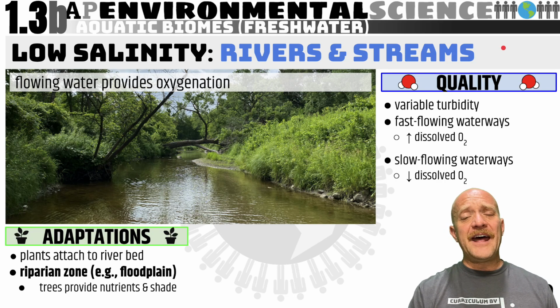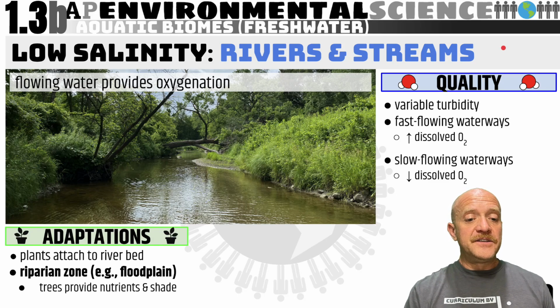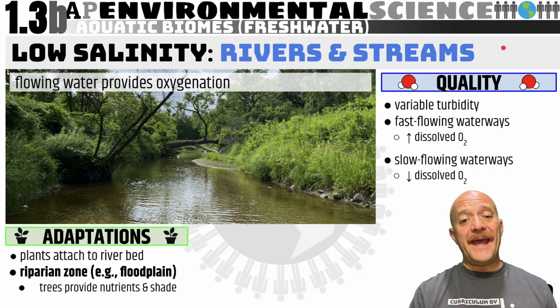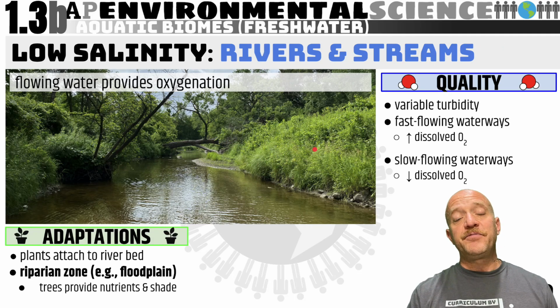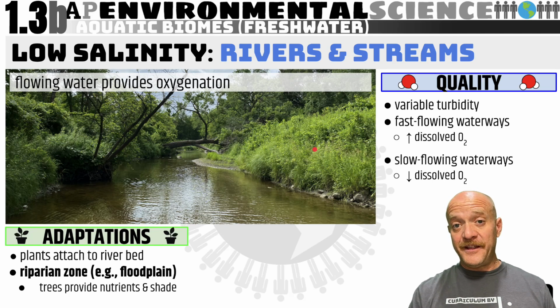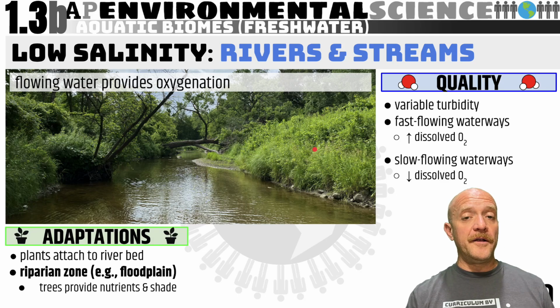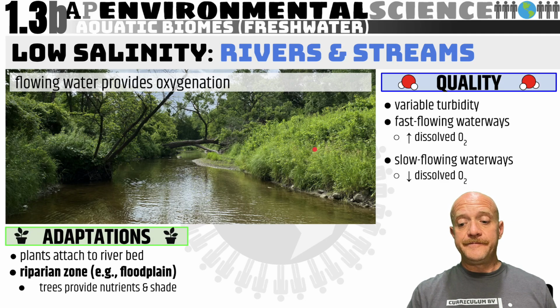And we also have adaptations on the riparian zone, and that is the floodplain. So that is the area at the banks, at the shore of the river. So the trees are providing nutrients and shade. They're providing nutrients in the form of leaf litter. They're providing shade from the leaves as well. And remember, cooler water holds more oxygen.